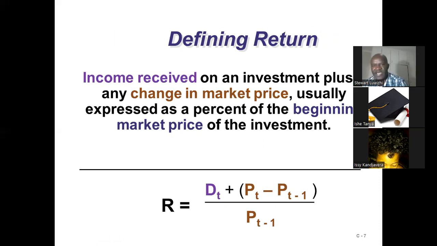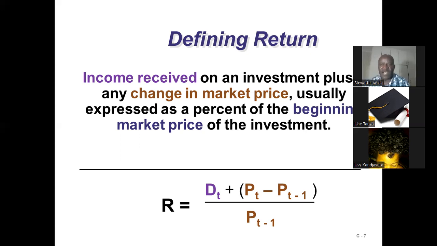But let us look at the definition that is given here. Income received on an investment plus any change in market price, usually expressed as a percentage of the beginning market price, is what constitutes a return. So the concept of risk is about uncertainty. Let's say we're expecting to get a yield, or we've made an investment and we want to get something from that. That which we get as profit is what we call a return, or a yield, or earning. That is the concept of return.